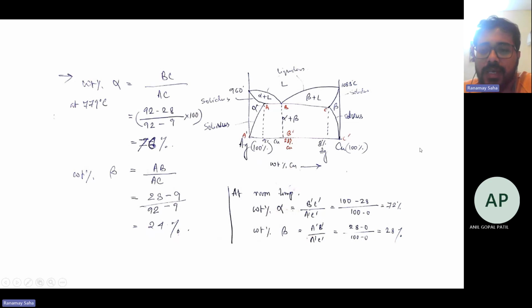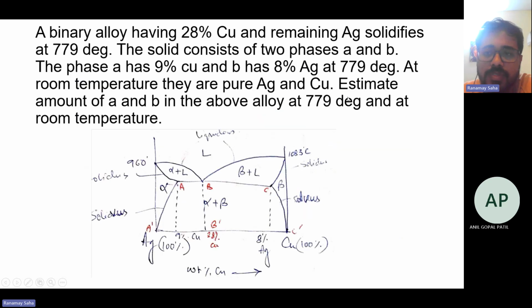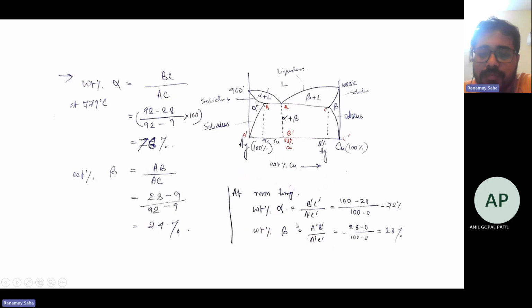So after that, you come to the second part. There is one more question, right? At room temperature also you have to find out the weight percent of alpha. What happens at room temperature? At room temperature, both are pure metals, right? Silver is at 100%, copper is at 100%. So in that case, it becomes BC dash. Okay, these phases are not there, pure metals.